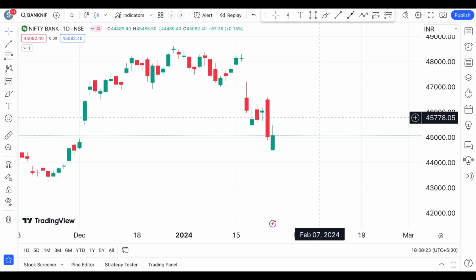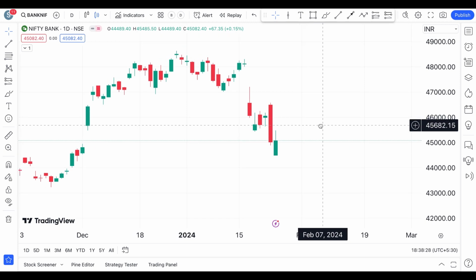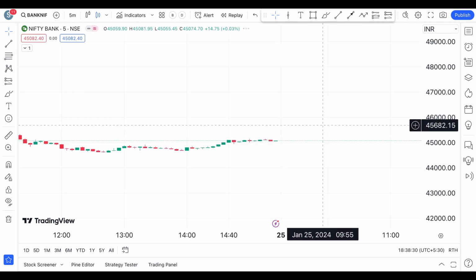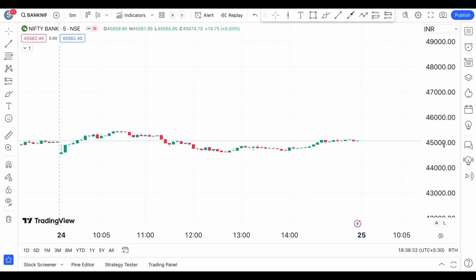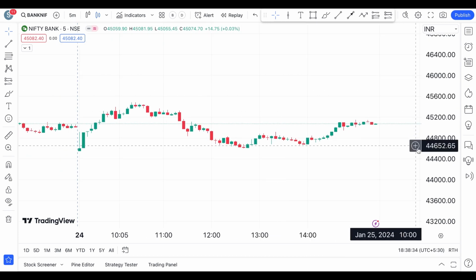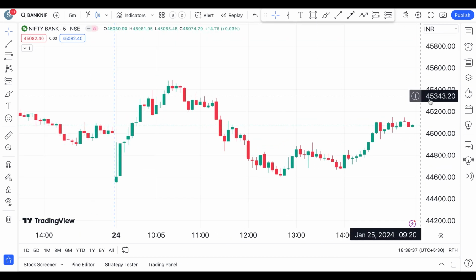All right, so here we have the daily chart. Just now we have seen how Bank Nifty and Nifty are looking on a daily chart. Now let's see how the price action of Bank Nifty is today, and what key points we can take from Bank Nifty's price action today.